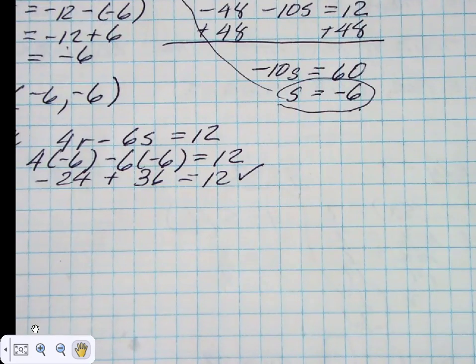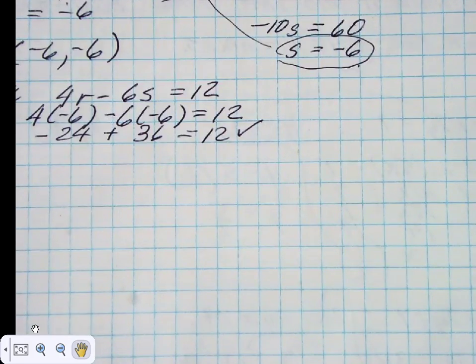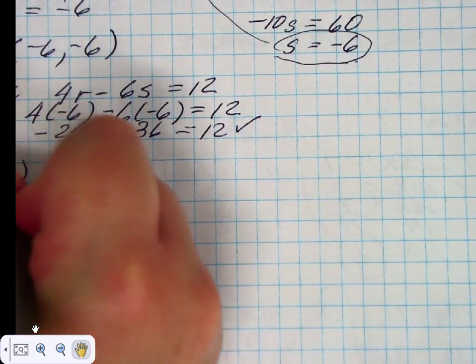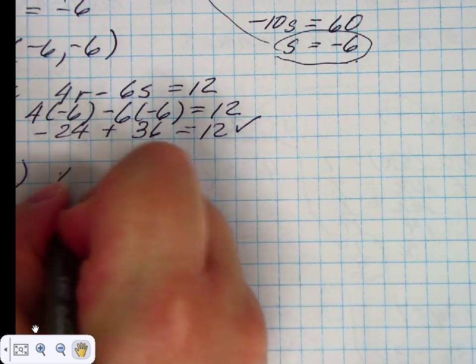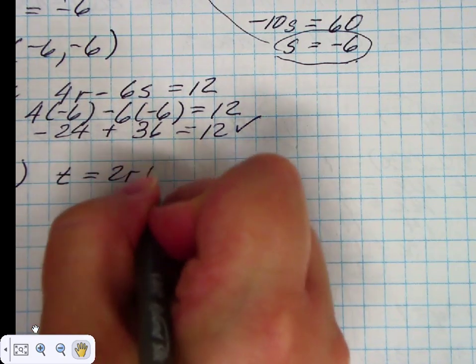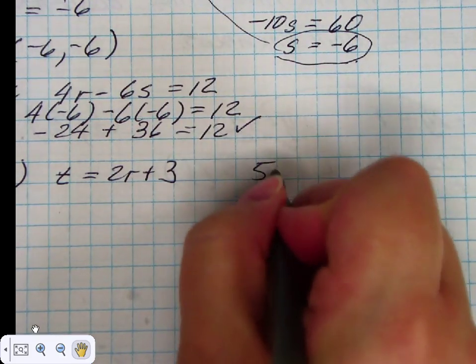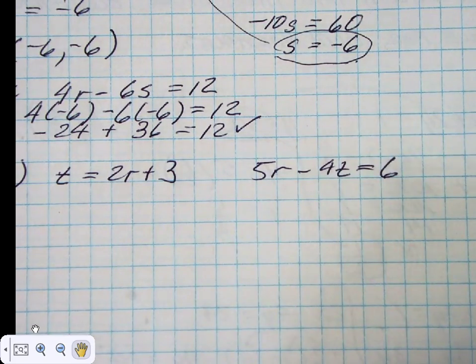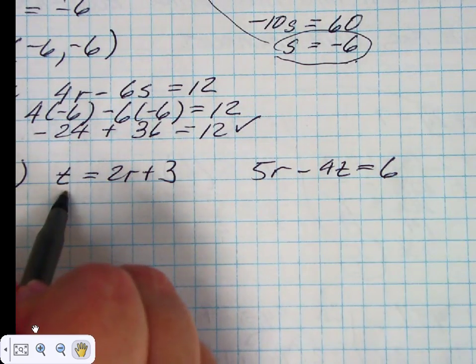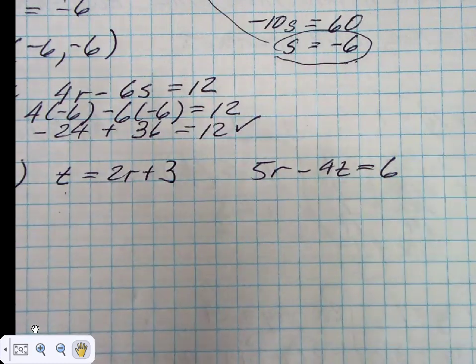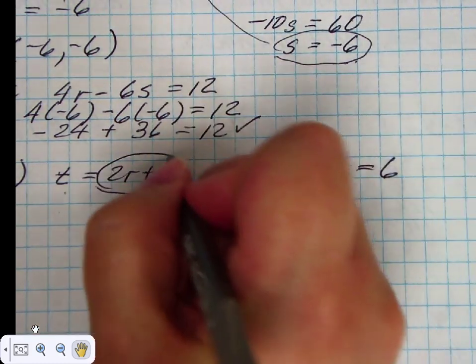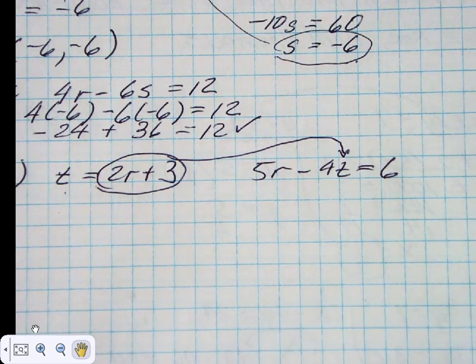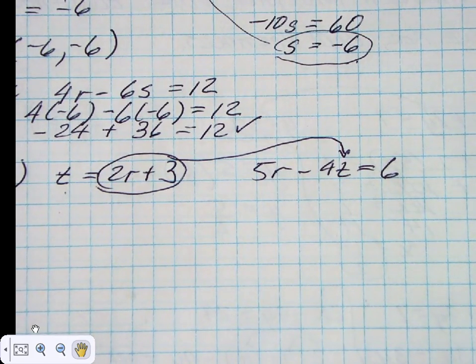Okay, so that takes care of substitution, although I would like for you to try number 16. So if I have t is equal to 2r plus 3, and then I have 5r minus 4t is equal to 6, I want you to pause the video, and then I want you to work this out. This one has a variable by itself, so remember, to start this problem, we're going to take and move this right over here. So pause the video, try it, find a solution for both r and t, and then we'll resume.